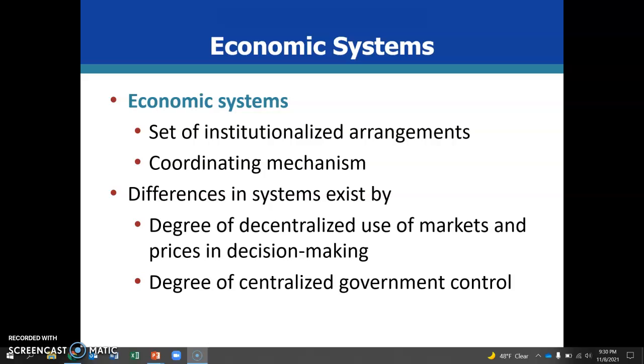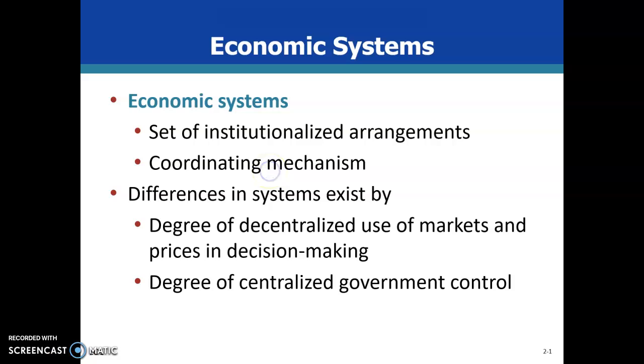One of the ways in which economic systems might differ is how much they really rely on markets and prices in decision making, so deciding who produces, what gets produced in the society, and how much. Markets and prices are really determining that. Another big difference in market versus command-based systems is the degree of government control and government intervention.